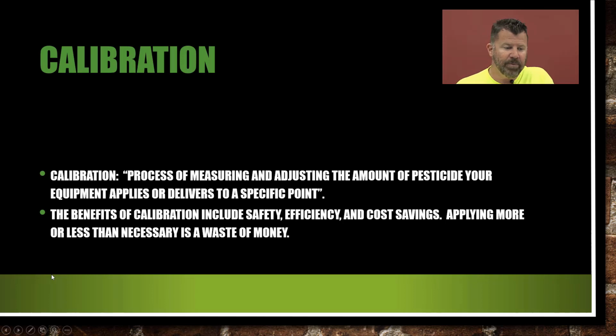Now, you'll see why here. Calibration is the process of measuring and adjusting the amount of pesticide your equipment applies or delivers to a specific area. It's the area that you want to apply. The benefits of calibrating your equipment, guys, include safety, efficiency, and cost saving.